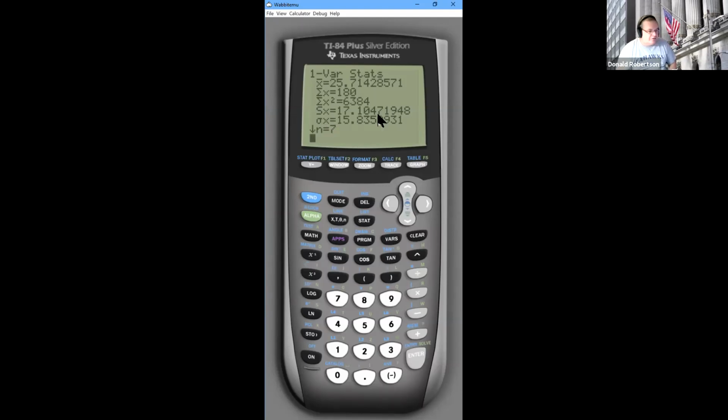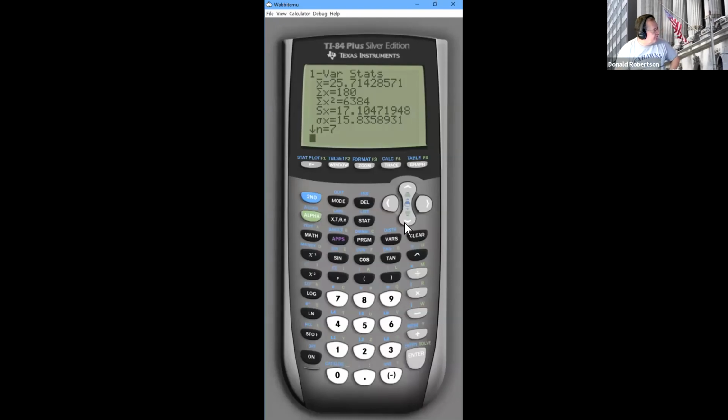Wait, Professor, SX, which did you call the bottom one? Say again? What did you call the second one again? Sorry. The second one is called the population standard deviation. And the one above it, the one that starts with an S, is called the sample standard deviation.